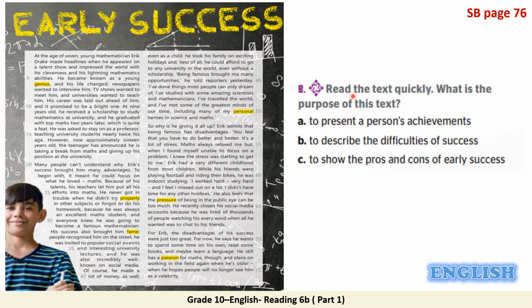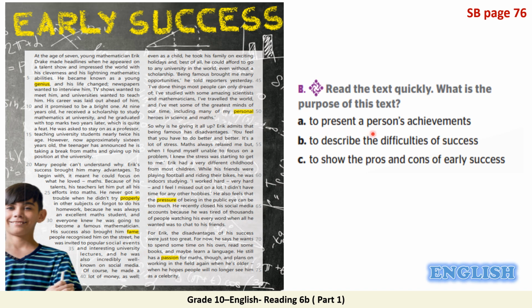Let's move on to exercise B, page 76. Read the text quickly. What is the purpose of the text? Pause and try to read through the text to answer this question. Let's go through the options.